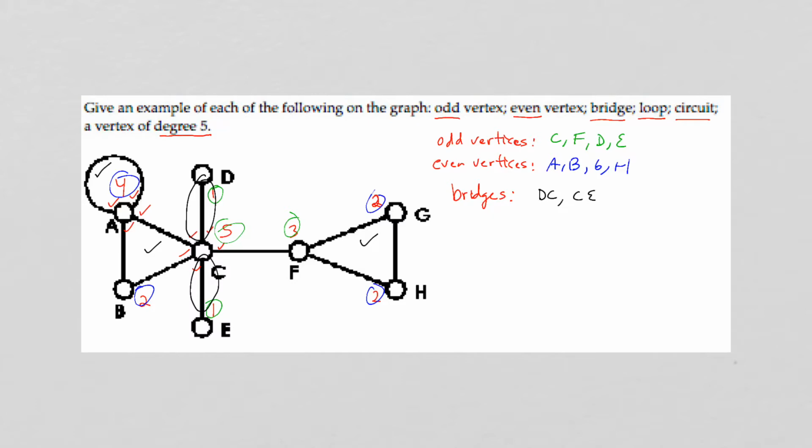Okay, we can see our loop over there, which is edge AA. We can see our vertex of degree 5, which would be vertex C. And the last thing is the circuit. So remember, a circuit is you start in one spot and you go all the way around and come back. Now to create a circuit, though, we need to pick. Well, first of all, is the circuit possible?